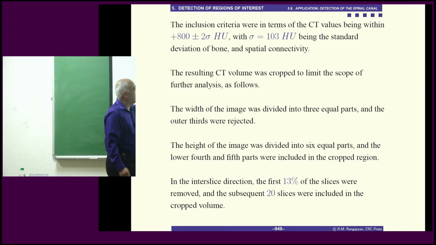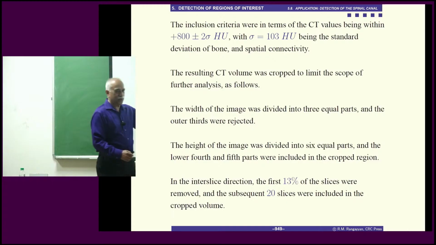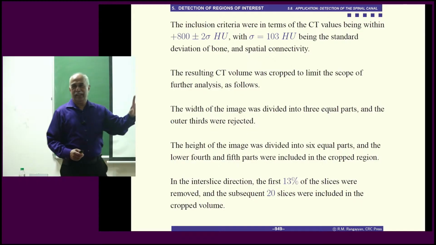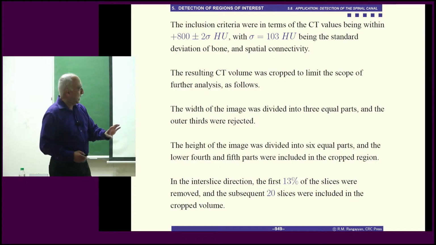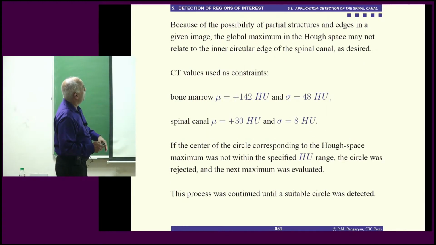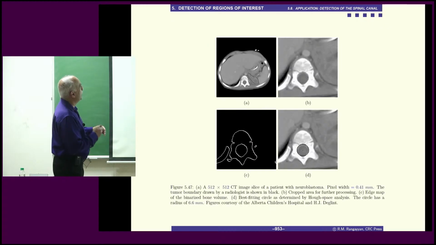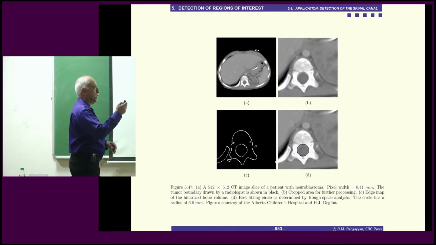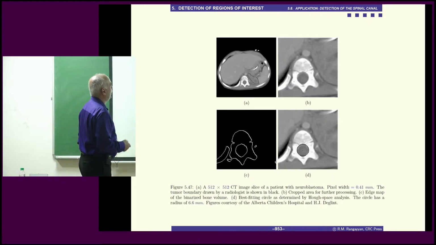So some of these are arbitrary limits, the first 13% and 20 slices and so on. We removed all of that in subsequent algorithms, so I won't go into that detail. What I want to show you is more towards, let me go here. Let me show the picture since we're coming to the end of the day, and I'll go to the background later.